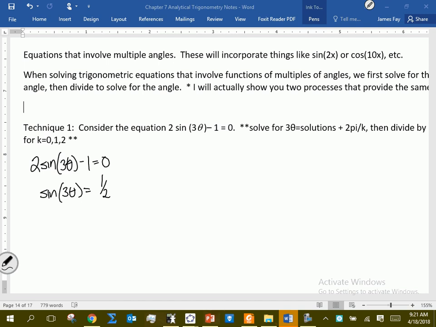Okay? And just like what we did in 7.4 and what we did yesterday, once we've isolated our trig ratio, I'm going to ask myself, when is sine equal to 1/2? Pi over 6 and 5 pi over 6, right? Well, most of the time when we're doing this, that's a 1 theta, right? So we would have 1 theta equals pi over 6 and 5 pi over 6, right? But we've just solved now for 3 theta.